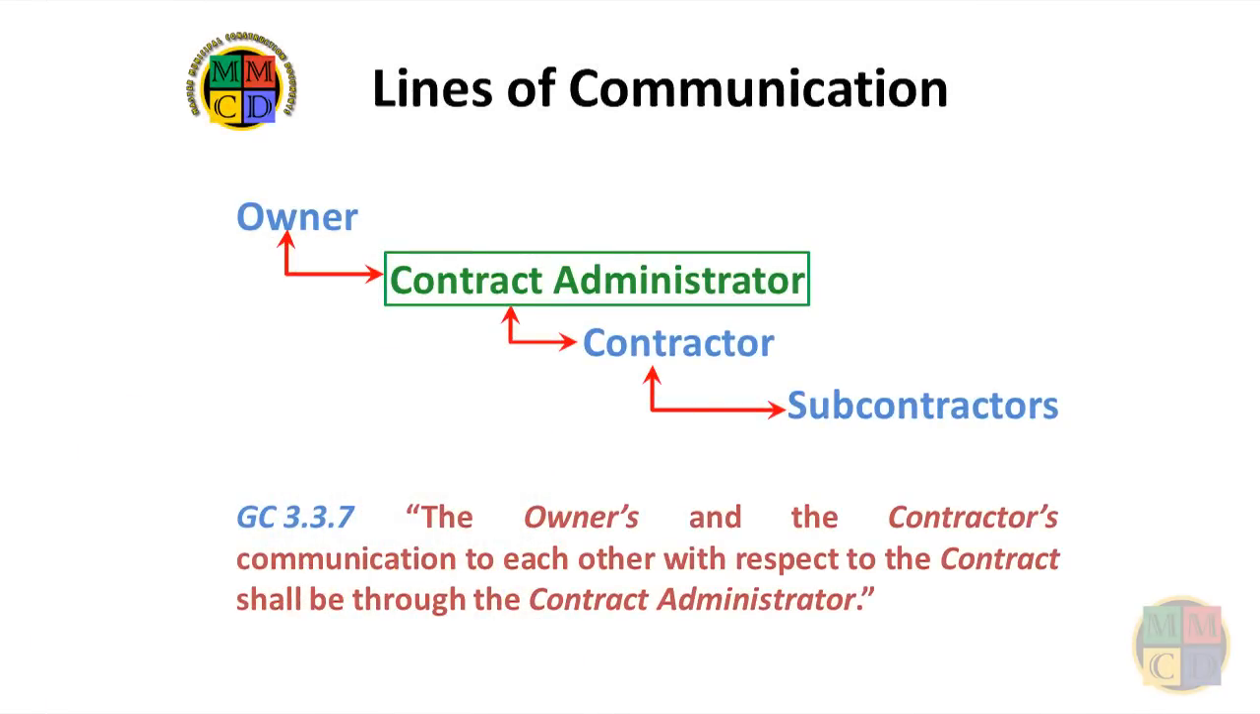The CA is the focus of all communication between the owner and the contractor. And the CA performs duties for the owner that no one else can do, such as approving progress payments, change orders, and certificates of performance. The CA acts as the initial evaluator of the performance of both parties to the contract.